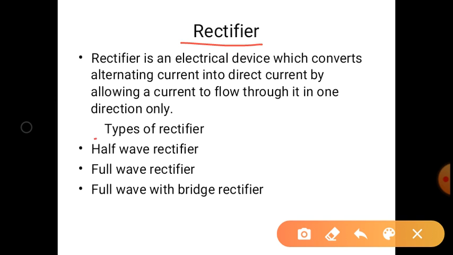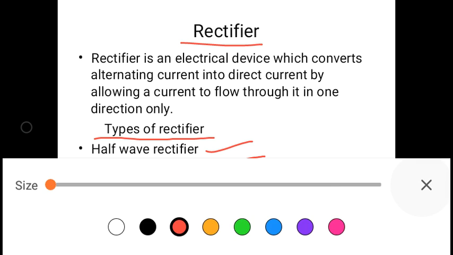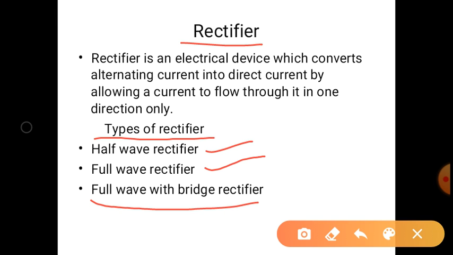There are a number of types of rectifiers available. These are half wave rectifier with and without filter, full wave rectifier with and without filter, and full wave bridge rectifier. In this video we are going to study the half wave rectifier without filter and the full wave bridge rectifier without filter.